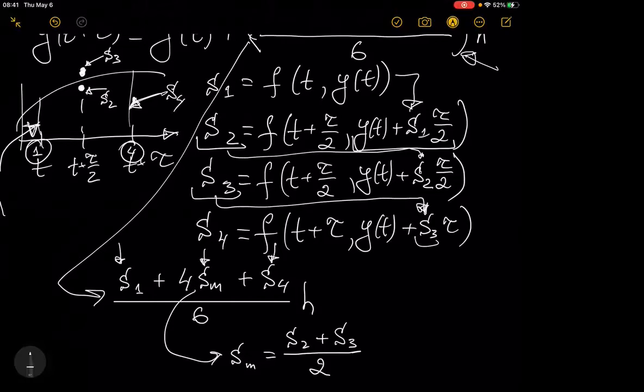Any questions? Yeah, I think it's clear. It's basically with S2 and S3, you're just taking kind of like an average to get a better guess at what that midpoint is, right? Yeah, so it's like Runge-Kutta of order 3, but you make an extra step to evaluate this midpoint value a little bit better.